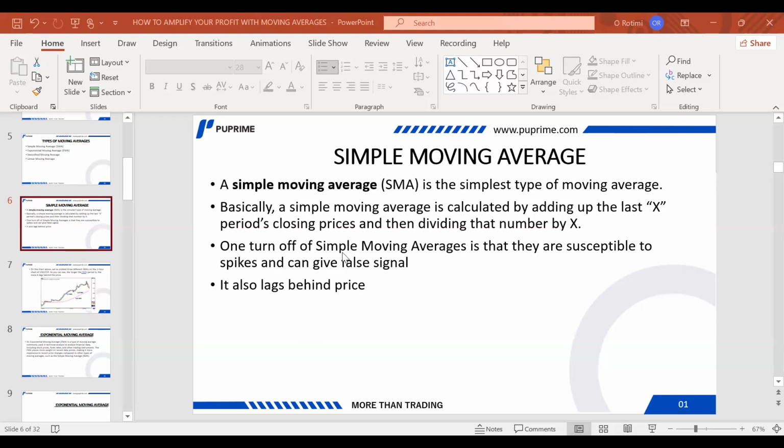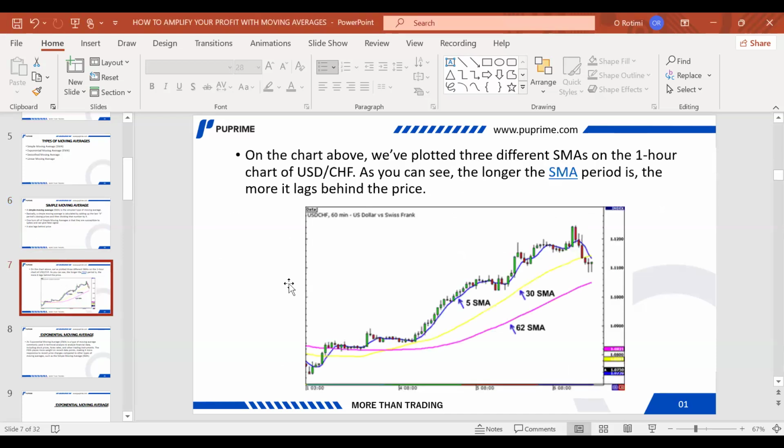That is what it means when we say that an indicator lags behind price. So a simple moving average lags behind price. And there is an example. We see on the chart above, we've plotted 3 different SMAs on the chart. And as you can see, the longer the SMA period is, the more it lags behind price. You can see that the 62 SMA is far away from the candles compared to the 30 SMA and the 15 SMA.